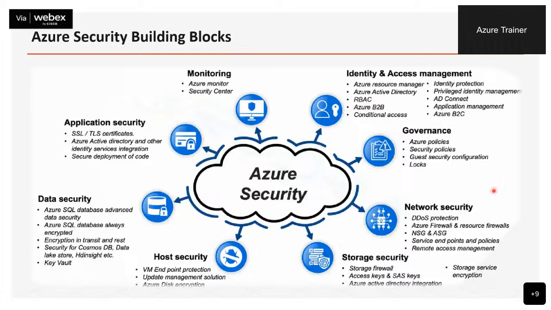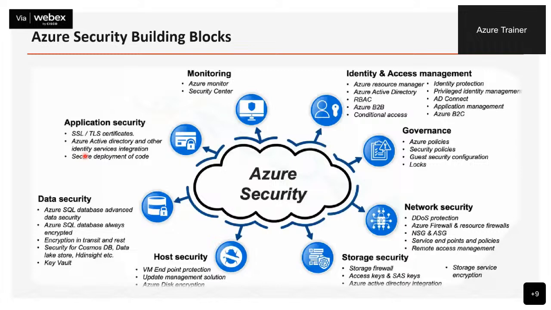Then we'll move on to the network security side: DDoS protection, firewall, NSG, or WAF implementation. We'll have a discussion about storage firewall, different storage technologies, and the different key encryptions available on the storage side. We'll move on to the data and application security side also, like SSL, what TLS certificates and TLS values are available, how handshaking happens, and how we can troubleshoot these kinds of issues in a real-time scenario. So these are the building blocks, the top view of this training course.